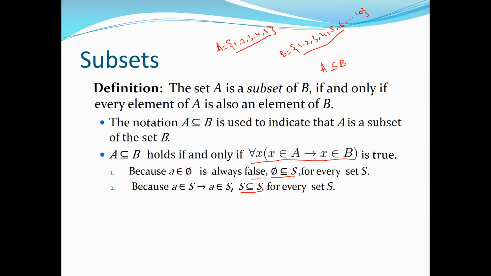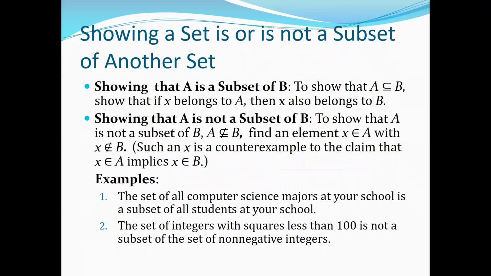So remember two things now. One is the empty set is a subset of every set. Every set is a subset of itself as well, right? Okay.